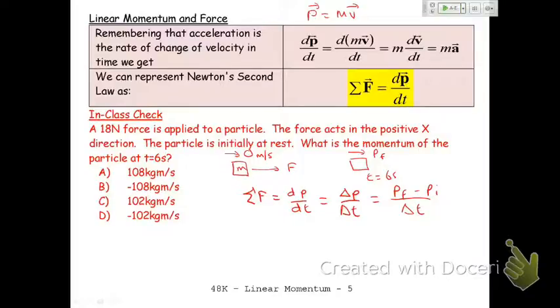Now let's look at our diagram. We say plus 18, because it's pointing in the positive direction, is equal to P final, that's what I want, minus P initial over delta T. Here is the conceptual bit: P initial equals mV initial, and my V initial is 0, so my P initial equals 0. Over delta T, which is 6 seconds. So P final is equal to plus 18 times 6, which equals 108.